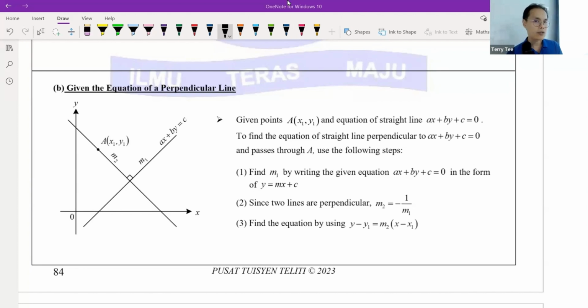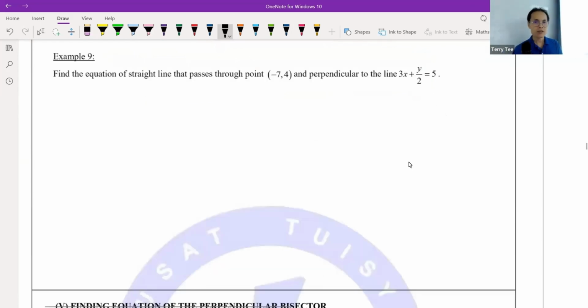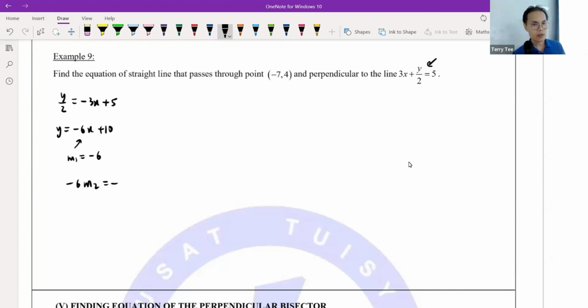So this one you're given an equation. Very simple, change it to y equals mx plus c. Identify your gradient, m1. Then you use m1 dot m2 equals negative 1 to find the gradient of the second line. And then use the equation y minus y1 equals m(x minus x1) to find the equation of the second perpendicular line. Okay, so number 1, can we change this to y equals mx plus c? y over 2 is negative 3x plus 5. So my y is negative 6x plus 10. My m1 is negative 6. So for your perpendicular line, m1 dot m2 equals negative 1. My m2 is 1 over 6.